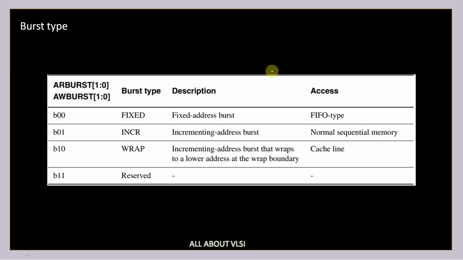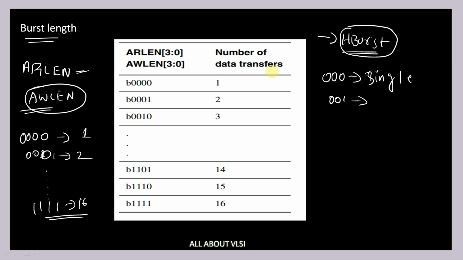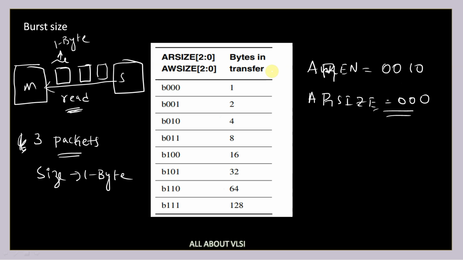Now, till now we haven't discussed what type of burst we are going to follow. To decide how many beats should be present inside my burst, or how many packets I'm going to send or receive in a burst, I use the signals AW length and AR length. If I want to know the width or size of each packet, I use AW size or AR size.